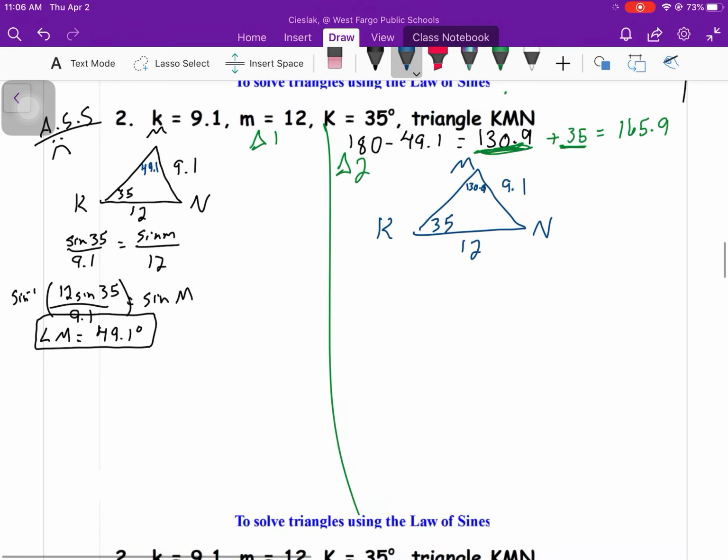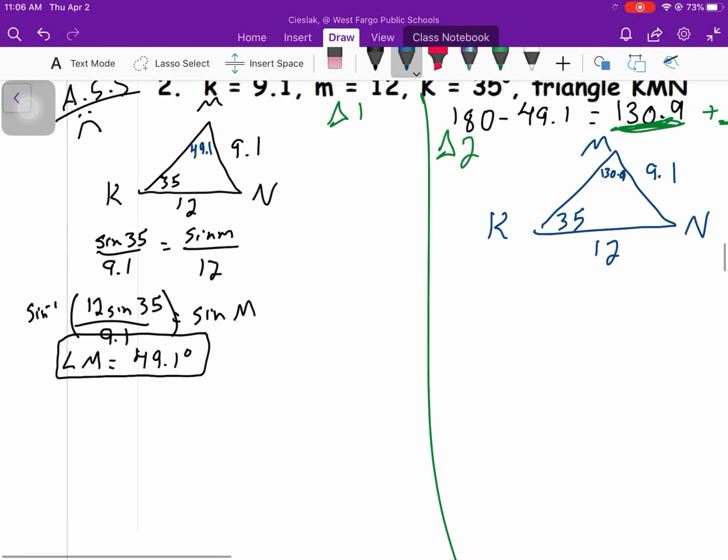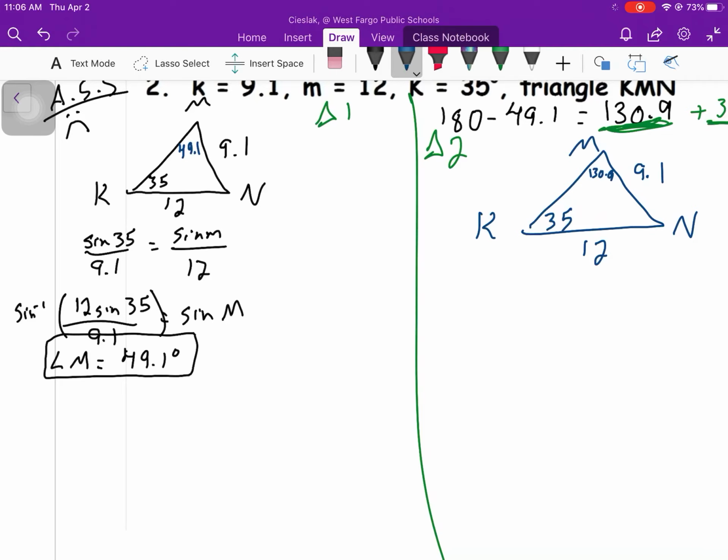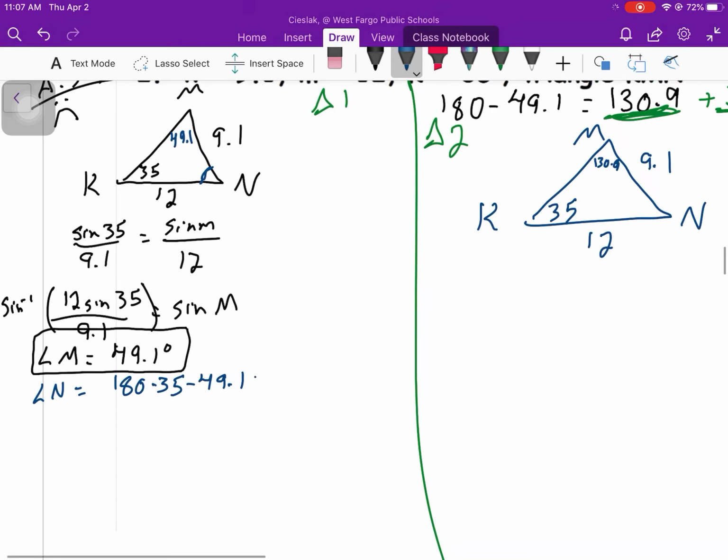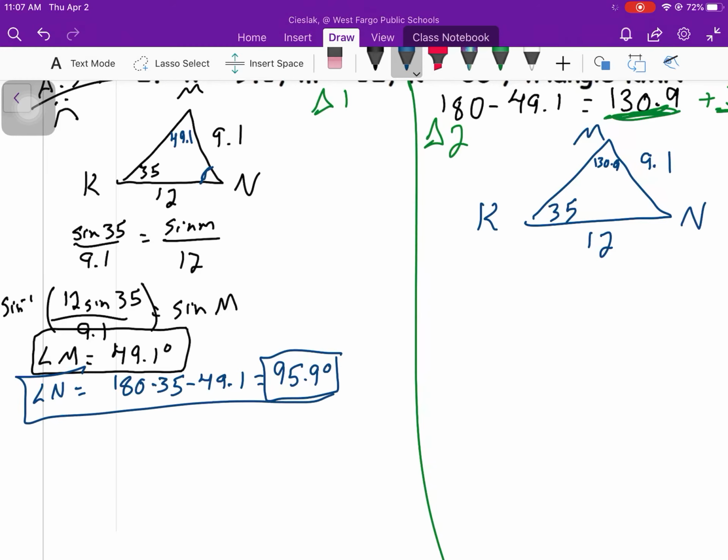Okay, so we've got a couple of different things left to find. I'm going to go back to my first one right here, and I'm going to finish this one out, and then we'll come back and deal with the second triangle. Off this one, right away I could find angle N by saying 180 minus 35 minus 49.1, because that's just the third angle I'm trying to find here. That gives me 95.9 degrees. That's angle N.